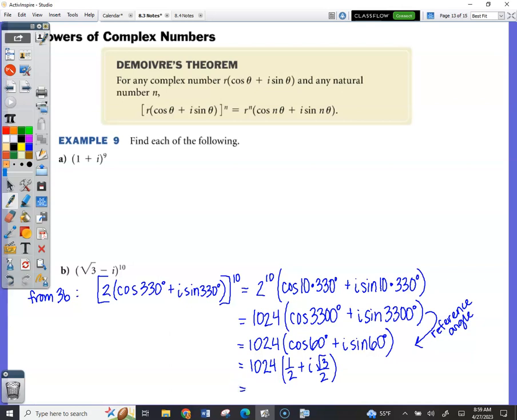So I would go to my calculator, 1024 times a half, it's 512. And then right here, we have root 3 over 2. Well, the root 3 is just going to tack on the end of it. The 2 would divide nicely into it, and we would still have 512. But we've got root 3, and then, of course, there's an i on the end.